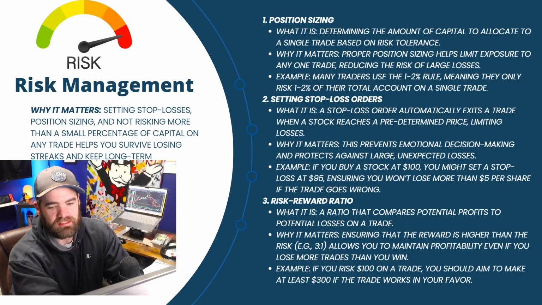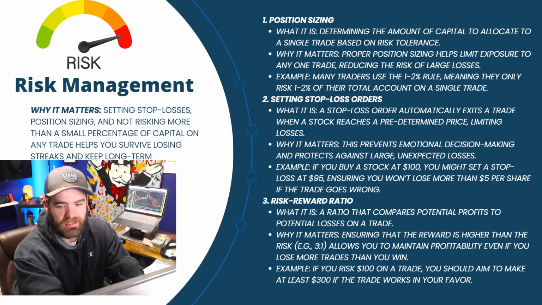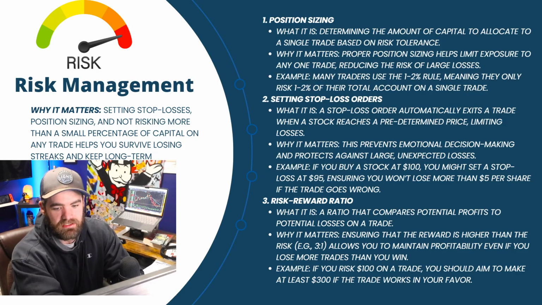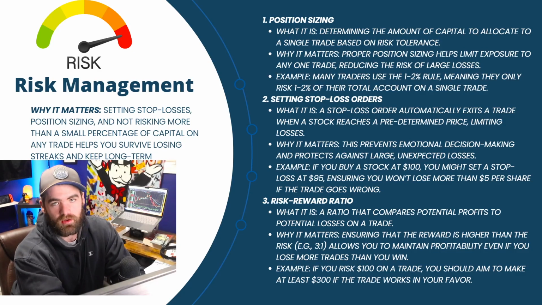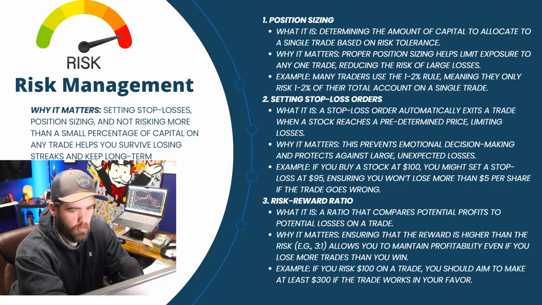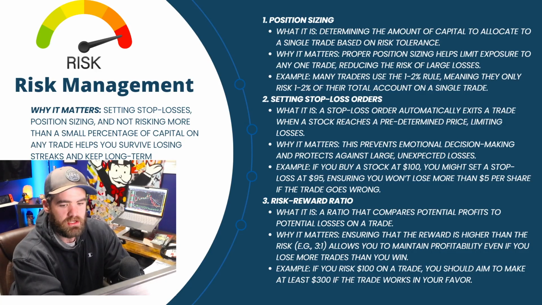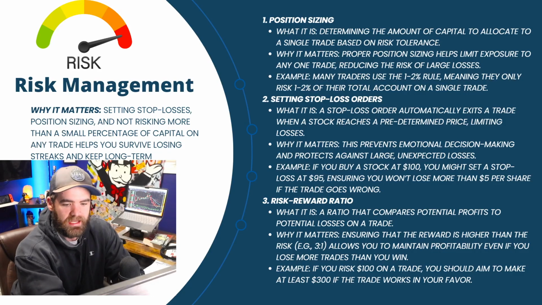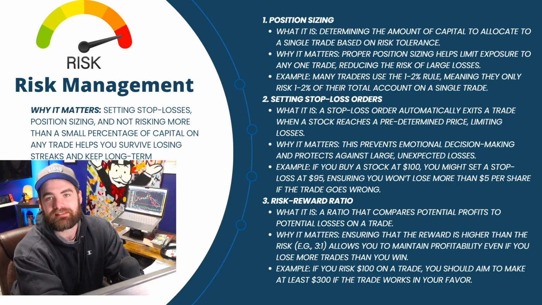So an example of this is if you risk $100 on a trade, you should aim to make at least $300 if the trade works in your favor. That would be a 3 to 1 risk and reward. Having this will help you maintain profitability even if you lose more trades than you win.